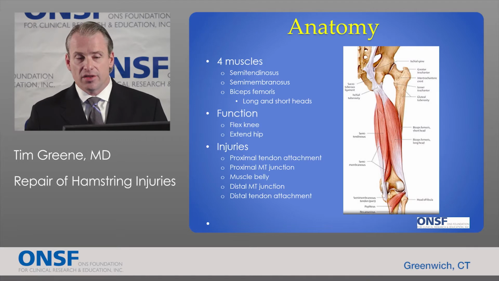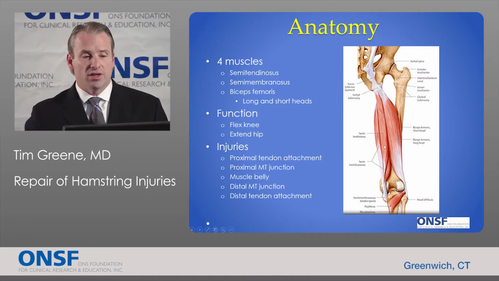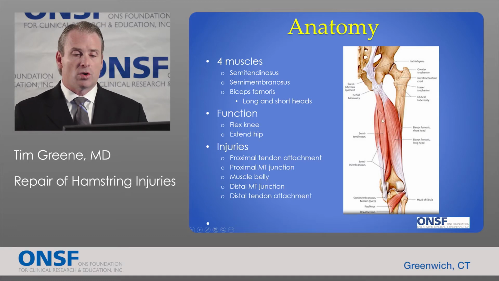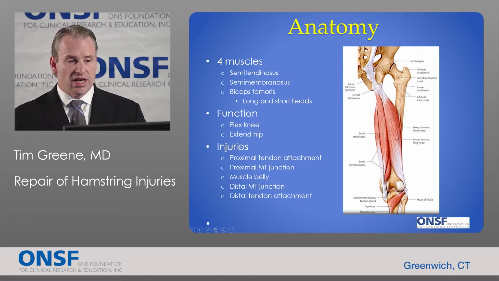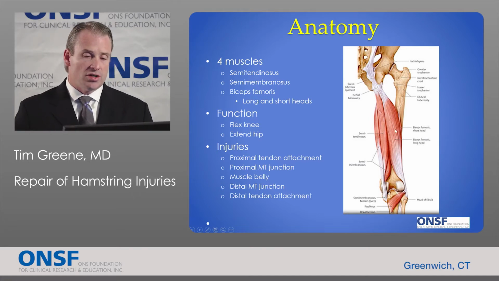So here's the anatomy of the hamstring. There are four muscles there. We have the semitendinosus, which is the more superficial tendon. The tendons will go from your sit bone at the pelvis here and then go all the way down towards the knee. They split at the knee and insert on the inside and the outside just below the knee on the shin bone. So our semitendinosus is the more superficial tendon.